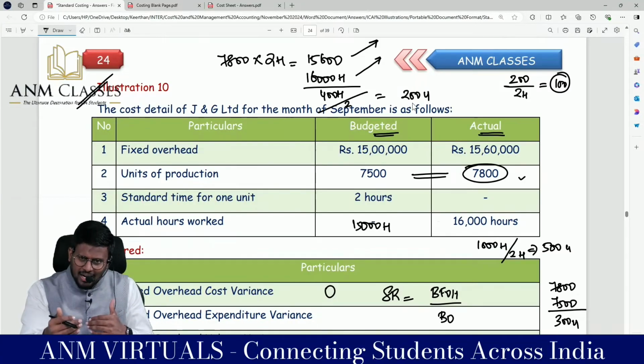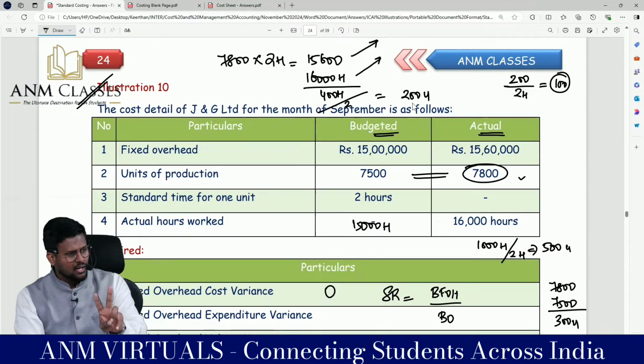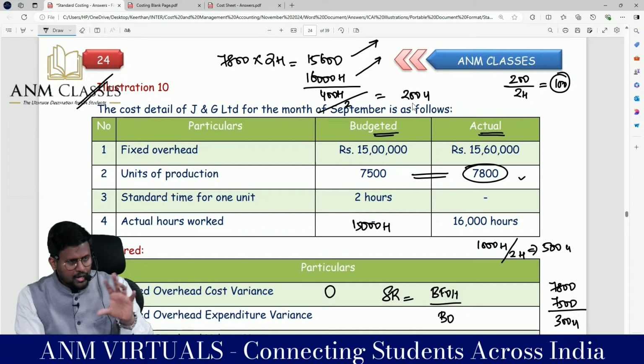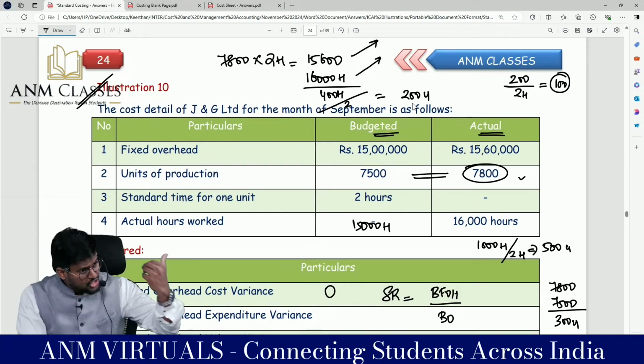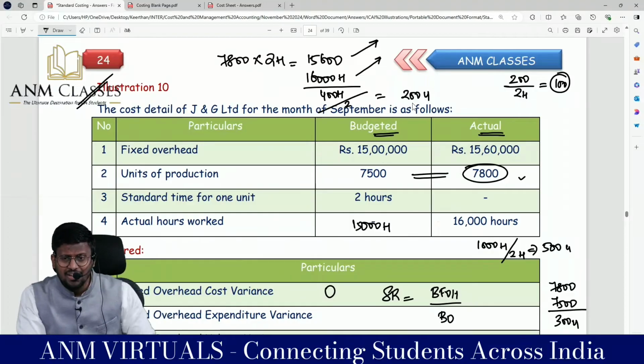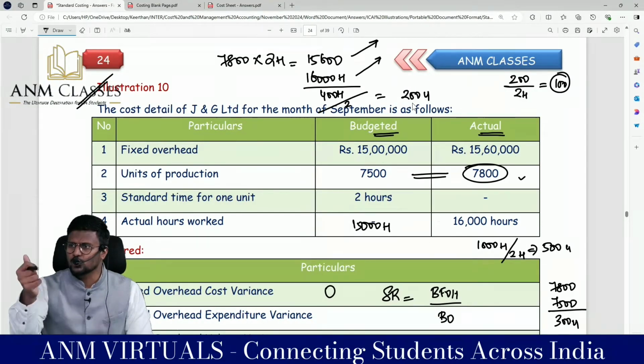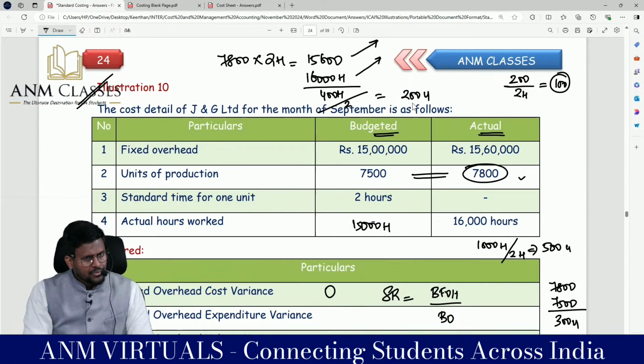இல்லேனா அந்த 400 hours divided by ஸ்டாண்டர்ட் டைம், that is 2 hours per unit, unit wise ல சொல்லணும்னா 200 rupees absorption per unit. அதனால adverse வருது. So 40,000 rupees adverse. Very comfortable? Yes sir. The next one, my dear lovable students, is capacity.